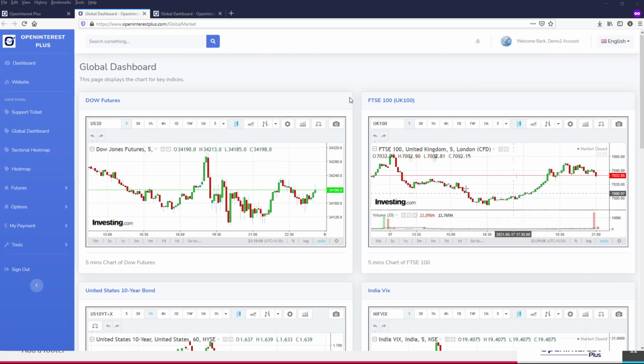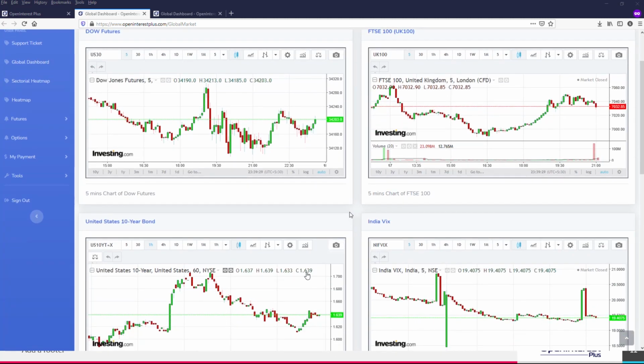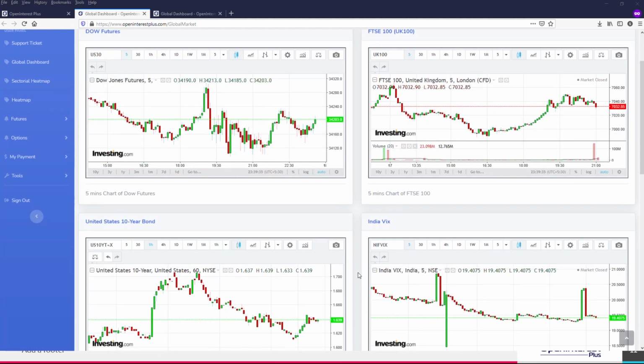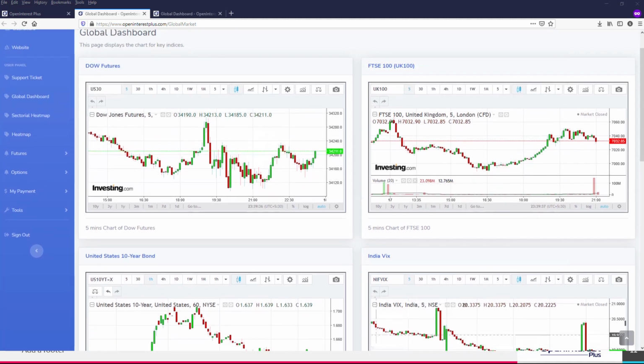So what I've done here is, when I started trading, especially in index, it was equally important for me to look at what the US market was doing at that moment, what the UK market was doing at that moment. Over a period of time, I also realized that it is equally important to see the US 10-year bond yield rate, how it is performing, and also keep a tab on the India VIX. So I thought, let me come up with a simple page.